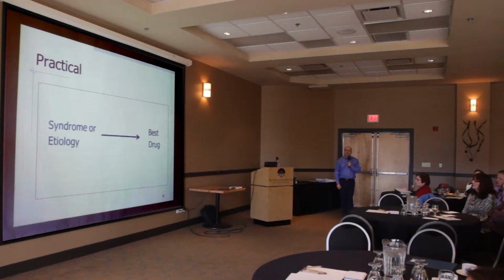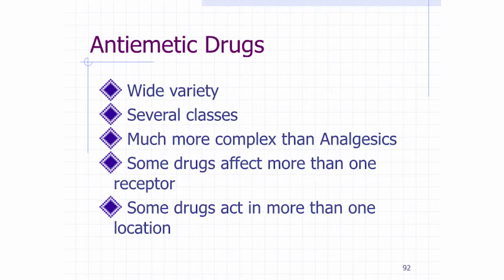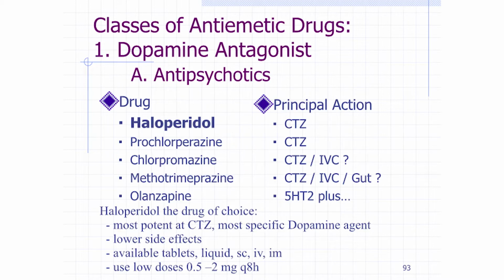So I think the practical approach is we want to at least try and think about what the syndrome or the cause is, and then choose the best drug for what we think is going on. There are a lot of different drugs in different classes. I've mentioned it's more complicated than analgesia. So let's go through some of the common classes of drugs.